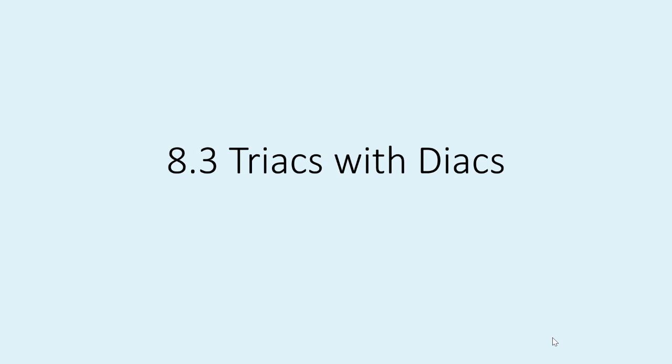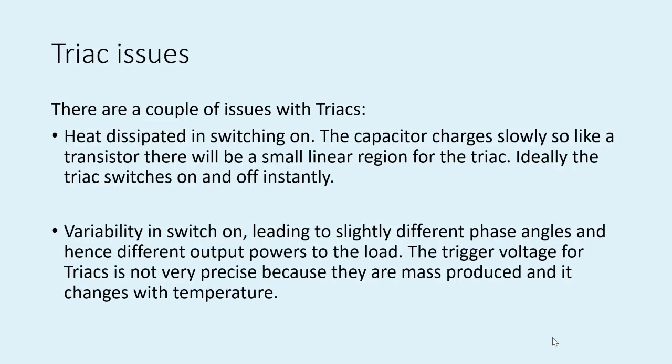This is Chapter 8, High Power Switching, and we're looking at Triacs and how we can add the new component, Diacs, to improve that circuit slightly. So first off, a couple of issues with Triacs, just so that we have a reason to improve them and add the Diac in. The first issue is the heat dissipated in switching on.